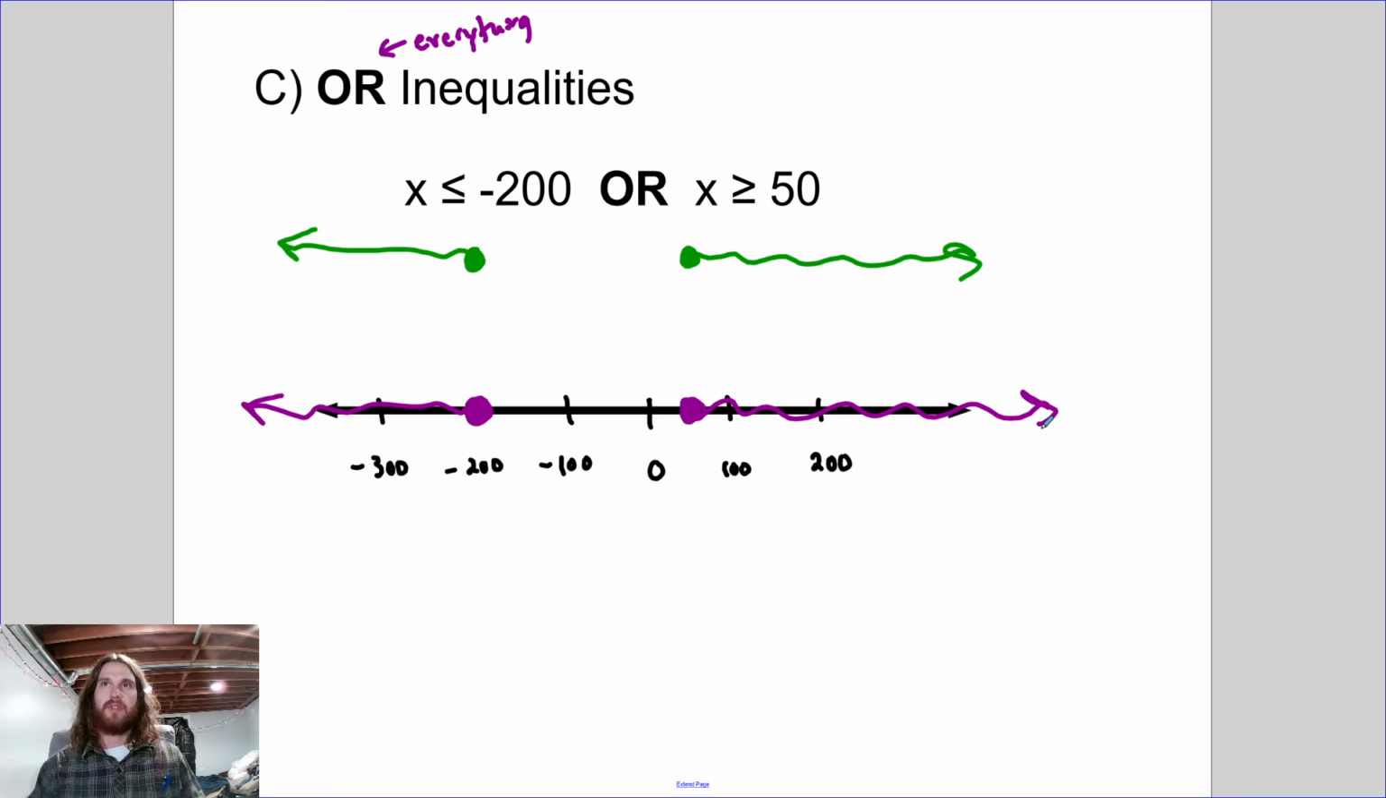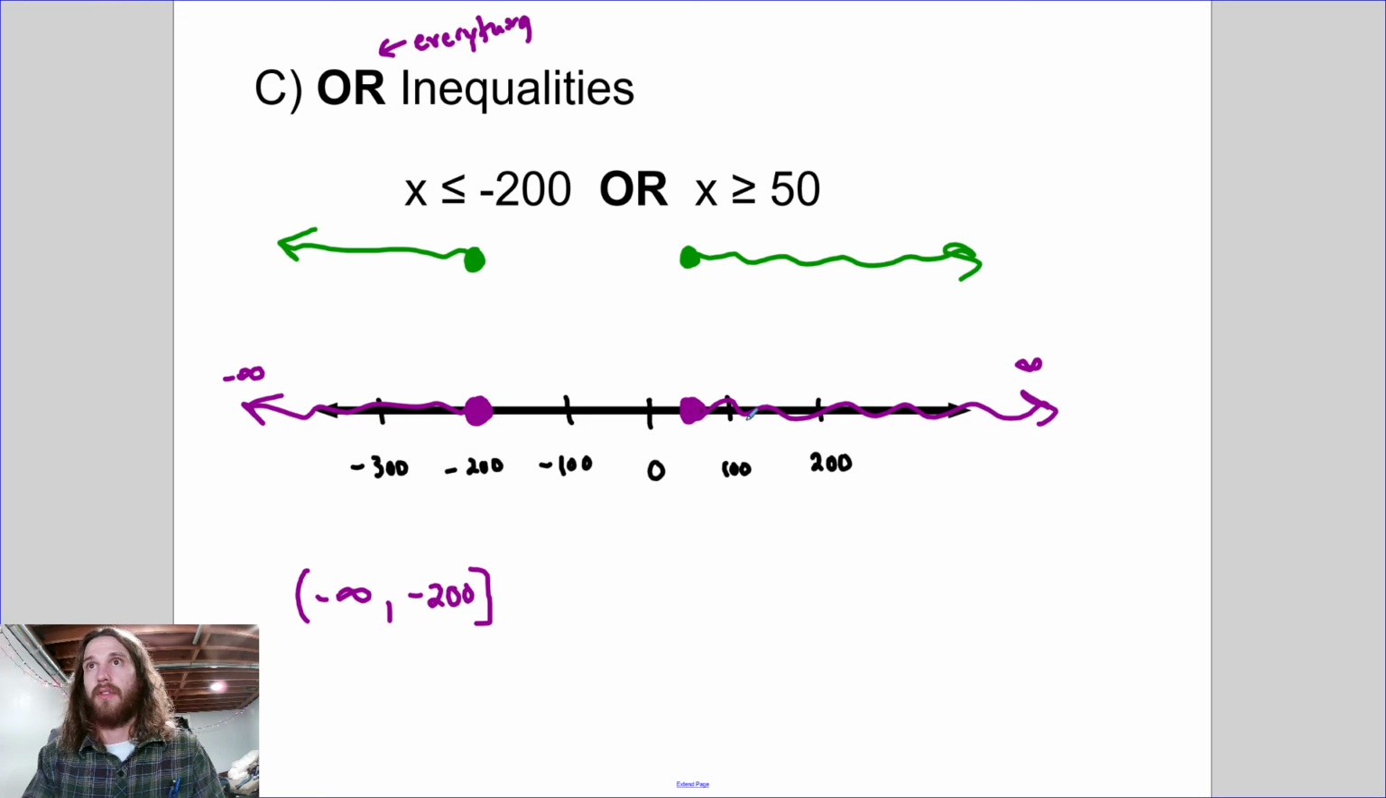Okay, so how do we do this with interval notation? Well, you're probably thinking, Mr. Schlegel, we have two intervals here. Yep, they're separated. So we have to talk about this one. We have to talk about this one. So the lower one is from negative infinity up to negative 200 bracket. The second one is from 50 up to infinity parentheses.